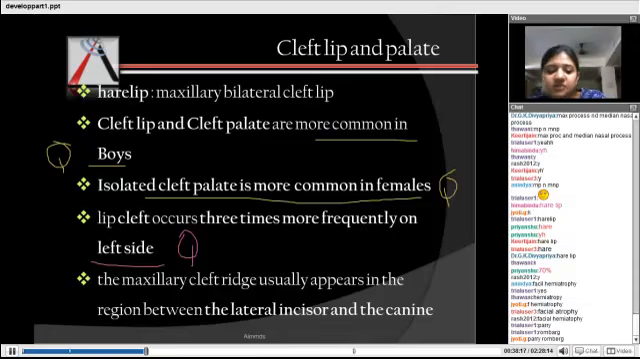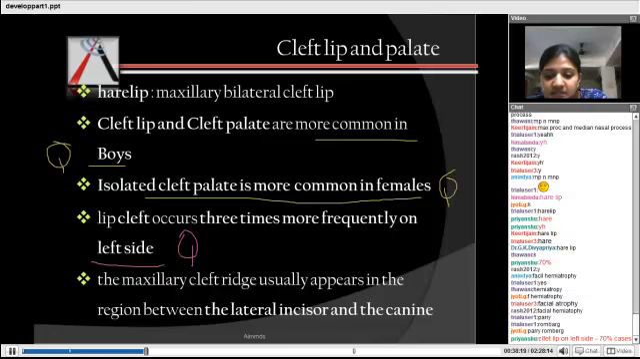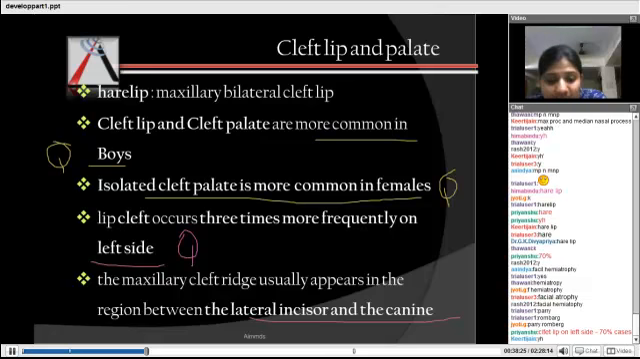The maxillary cleft ridge usually appears in the region between the lateral incisor and the canine. In 70% of the cases you can see cleft lip on the left hand side. The place where you will find this cleft lip is between your lateral incisor and canine. Again, this is an MCQ.